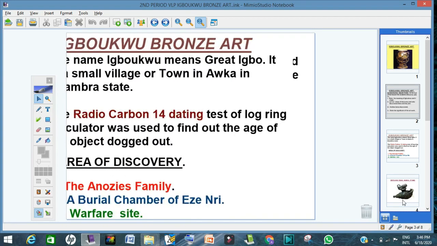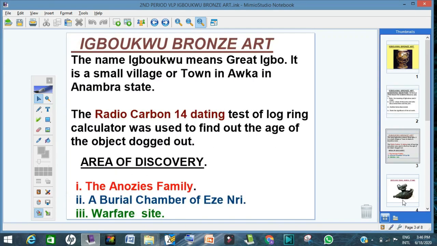Here we go. Igboukwu bronze art. This artwork, as the name goes, Igboukwu, means Great Igbo. It's a village in Oka town. And then the artwork was discovered with radiocarbon dating 14, which they used to find out the age of those objects underground. The areas of discovery of this artwork are 3 places.